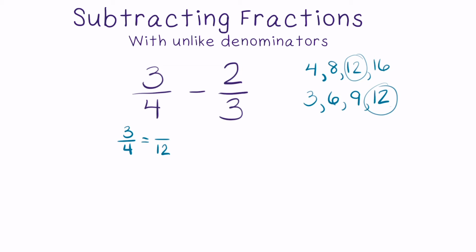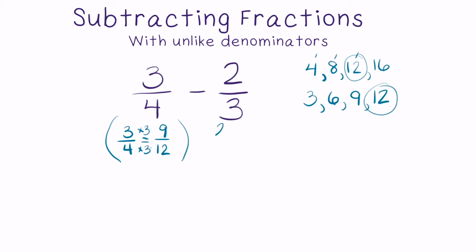We have to determine what we have to do to 4 to make it 12. 4 times 1, 2, 3 equals 12. So we have to multiply 4 times 3 in order to get 12. Now we have to do the same thing to the numerator as we did to the denominator. We multiplied 4 times 3, so we're going to multiply 3 times 3, and that equals 9. Now we know that 9/12 is the equivalent fraction to 3/4 represented in twelfths.